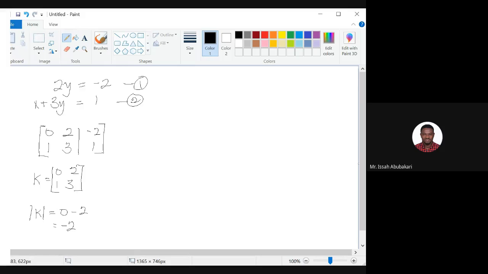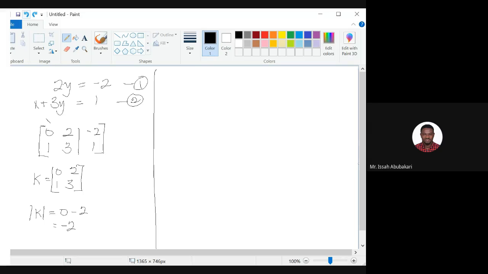Is that okay? Now we are going to find the determinant of the variables. What are the variables? X and Y. For us to find X, we replace the X by B. And for us to find Y, we replace Y by B. So this one is X, this one is Y, and this one is our B. Please don't forget, the whole of this is X, the whole of this is Y, and the whole of this is B. Let me use colors.